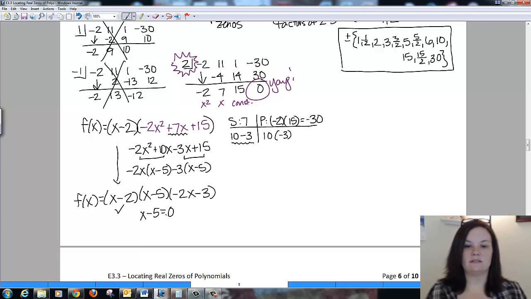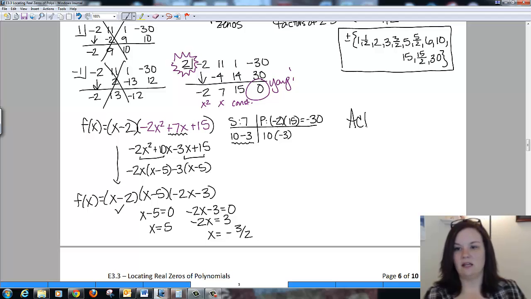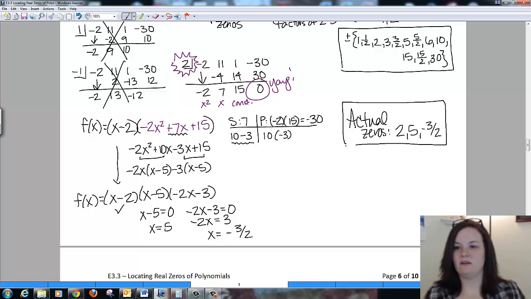So I need to say x minus 5 equals 0, which gives me x equals 5. And I need to do negative 2x minus 3 equals 0, which gives me negative 2x equals positive 3, and then I divide off my negative 2, which gives me negative 3 halves. Okay, which means that my actual zeros are the 2 that I got in my fiery purple circle there, the 5 and the negative 3 halves from the remaining factor.